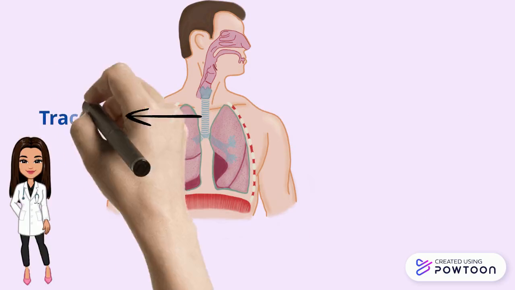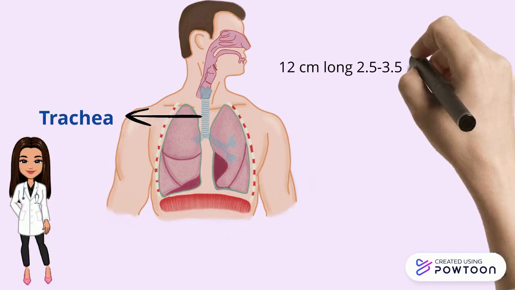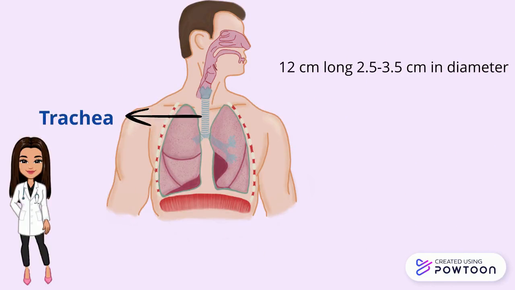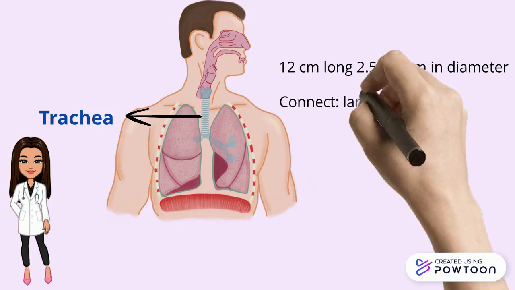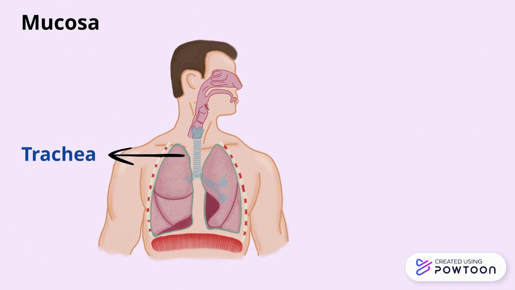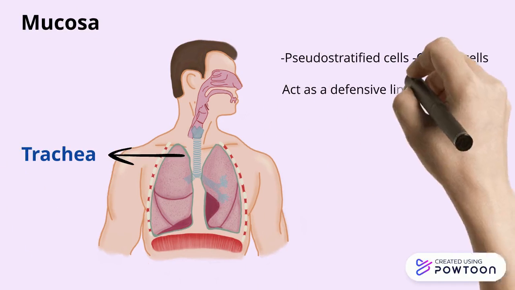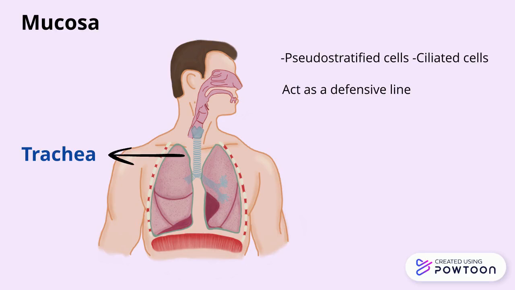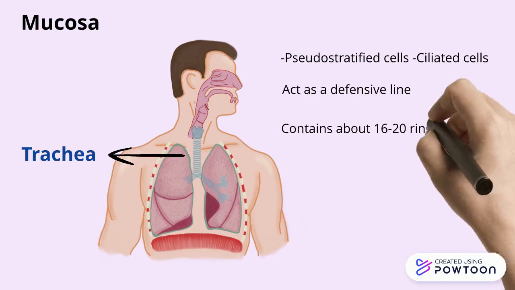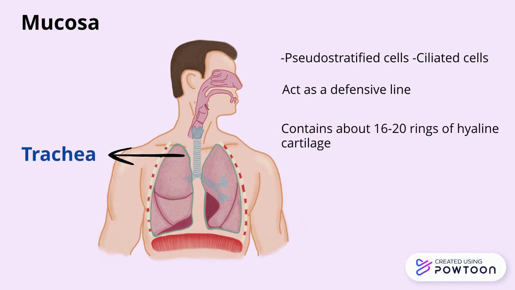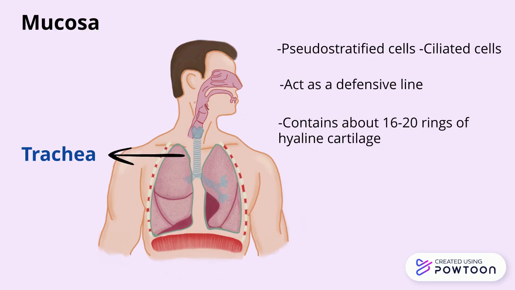The trachea is a duct about 12 cm long and 2.5 to 3.5 cm in diameter, connecting the larynx to the bronchi. Its mucosa has pseudo-stratified and ciliated cells, which act as a defensive line against the entry of particles. It contains about 16 to 20 rings of hyaline cartilage in form of C or U, located one on top of the other. The open portion of the rings is oriented backwards, where the esophagus is, allowing it to distend during the swallowing of food.